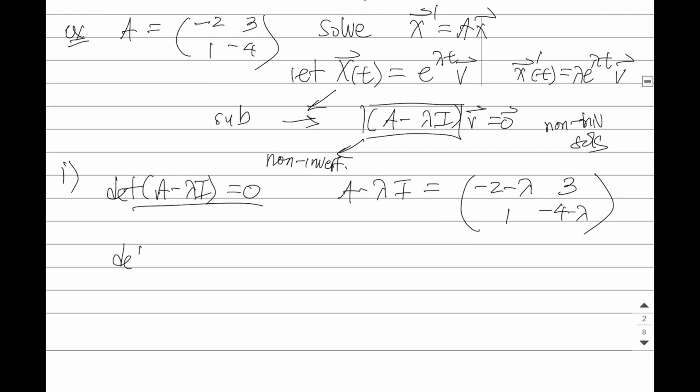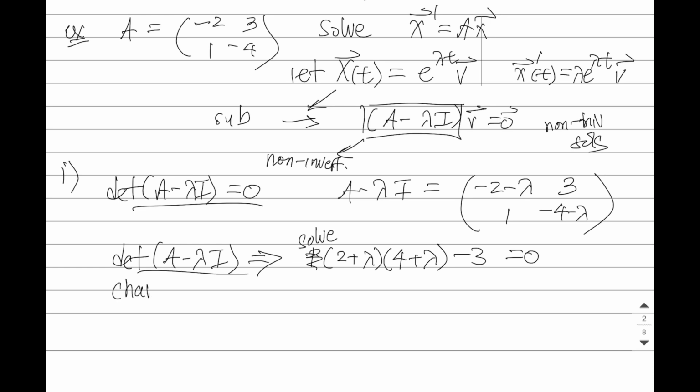If we take the determinant of that matrix, it's going to produce a polynomial equation. We'll get a negative 2 plus lambda, and if we factor out the negative on the other one, both of those signs will change to a positive. Subtract 3 is 0. So this is the equation we want to solve. This is called the characteristic equation. We'll get 8 plus 6 lambda plus lambda squared minus 3 is 0. Lambda squared plus 6 lambda plus 5 is 0.